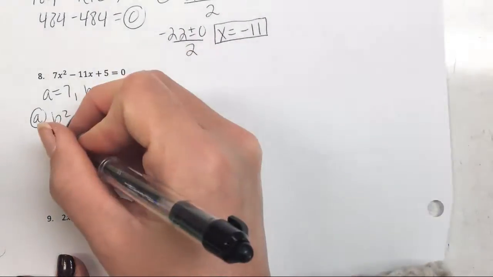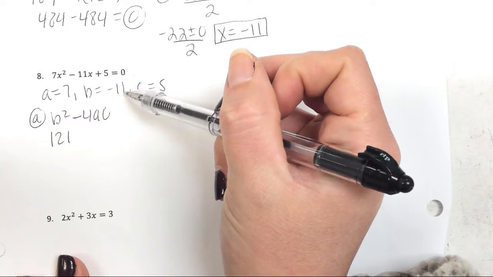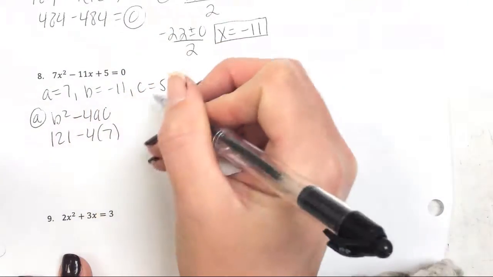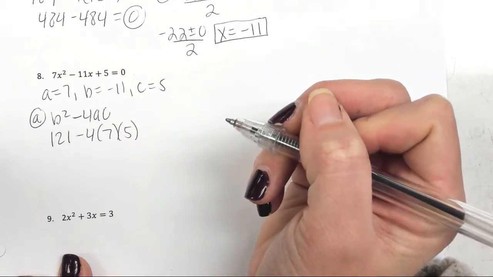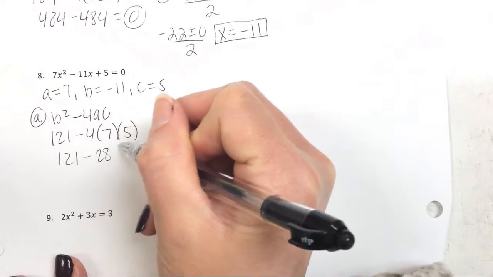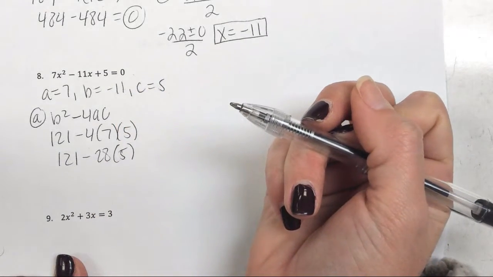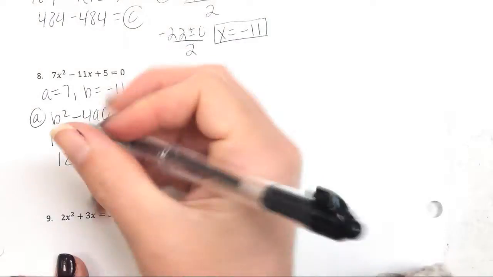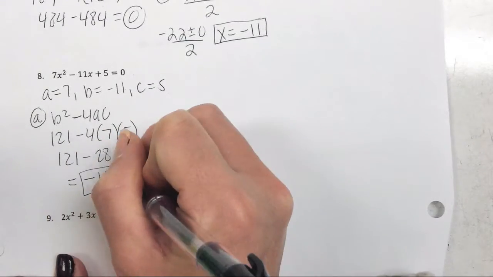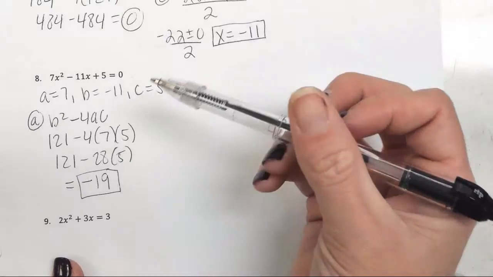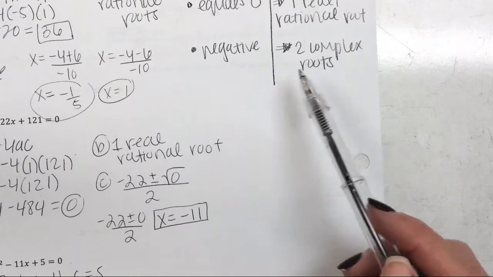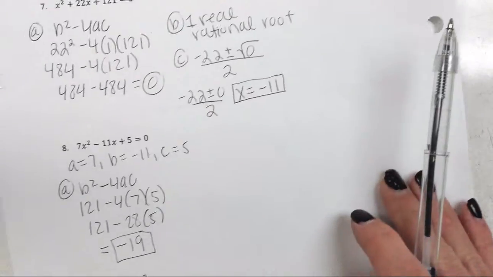Alright, so B squared is going to be 121. Remember, if you're typing in negative 11 squared into your calculator, to put parentheses. Minus 4 times 7 times our C, which is 5. Alright, so right here we get 121 minus, and this is 28 times 5. Alright, so if we type that in to our calculator, we'll get negative 19 for our discriminant. And if our discriminant is negative, I'm going to come back up here, then we're going to have two complex roots, meaning that there will be an I somewhere. So describing our roots, there'll be two complex.